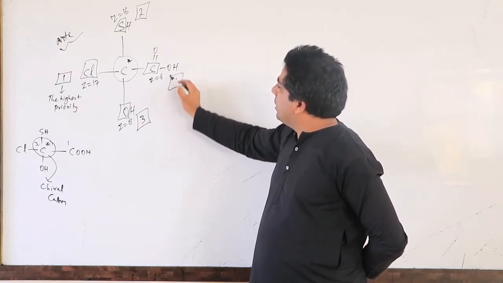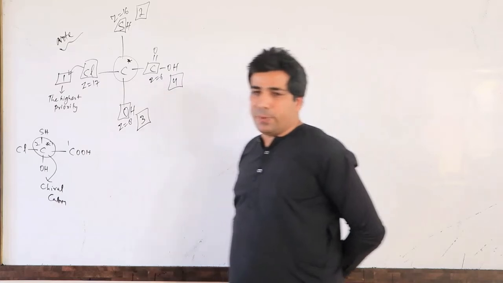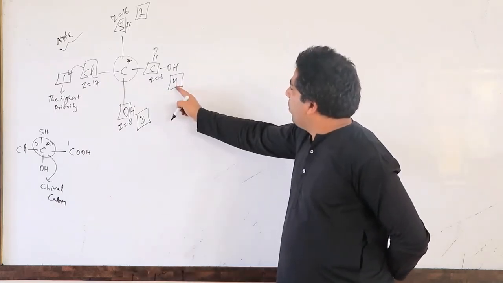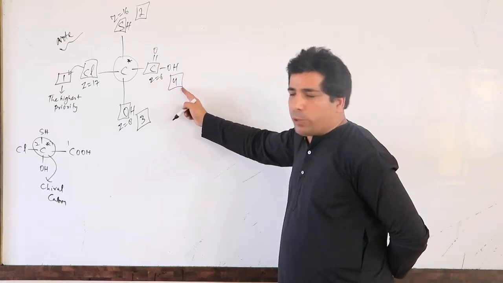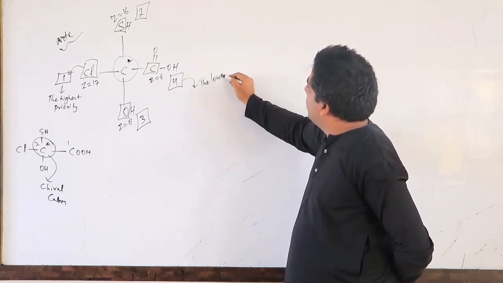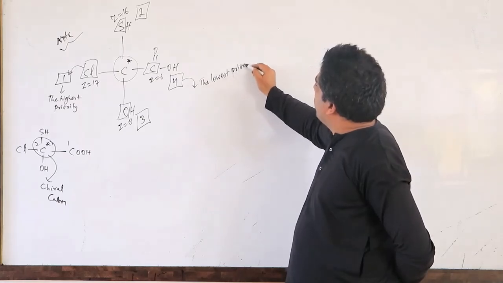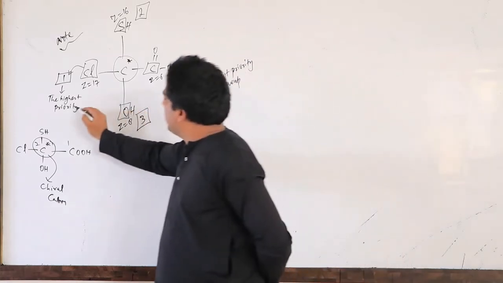And everybody knows that chlorine is number 1 priority, the highest priority, and number 4 basically means the atomic number is very low. So that means it will get the lowest priority. So this is basically the lowest priority group, and here we have the highest priority group.